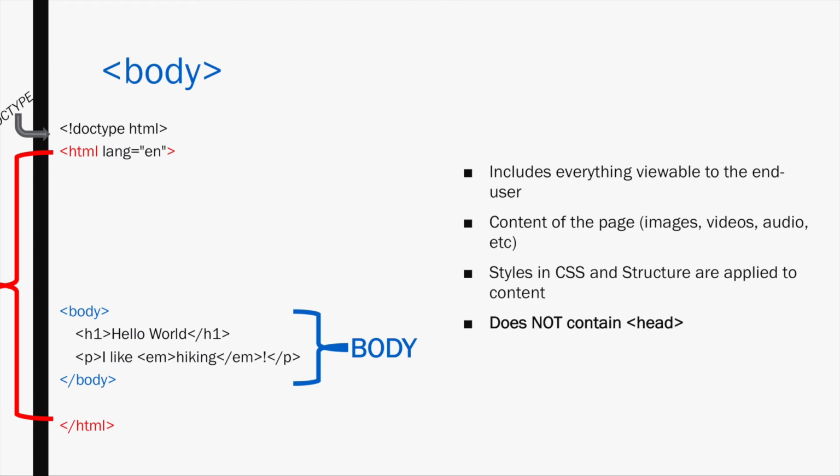As I said with the body, it includes everything that is viewable to the end user. All the content that's going to be viewed by the user will be put inside the body. This contains everything on the page, such as images, videos, audio, etc. Styles and structure are applied to the content. They're not in the body itself. And just like I said before with the head, this does not contain the body. Your brain is not in your ribcage. So in this case, everything that's viewable, everything that's workable, everything that's doable in the page should be in the body.